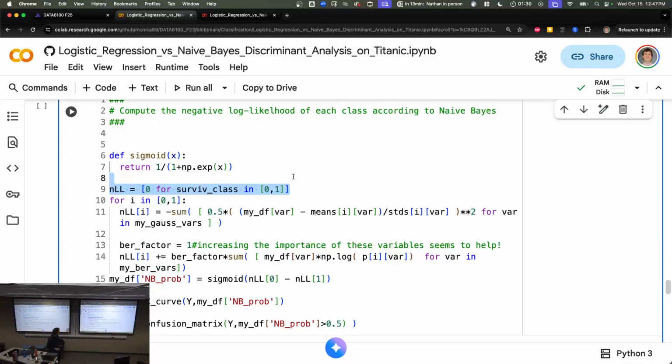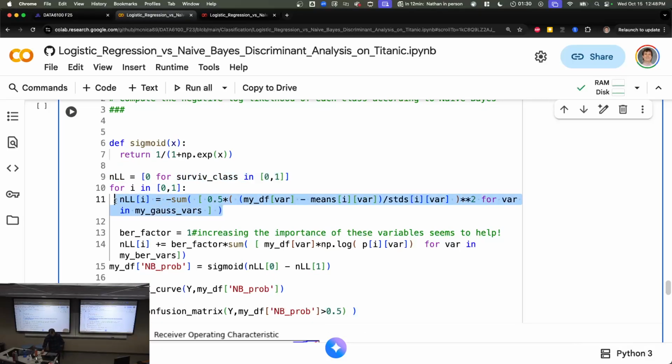So I have NLL. Does anyone have a guess what NLL stands for? I'll tell you what LL is. LL is log likelihood. What is the N? Negative. Yeah, that's right. It's the negative log likelihood. And what is the negative log likelihood? I added together the value minus the mean divided by the standard deviation, squared. These are the blobs, the orange blob and the blue blob, the Gaussian curves. And then I added the Bernoulli factors.